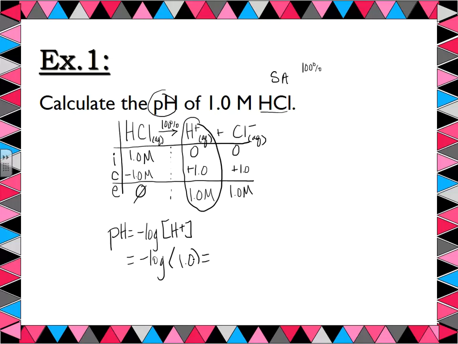And remember the rules for sig figs, when using logs, the number of sig figs in your concentration here is going to equal the number of decimal places in your pH. So you get 0 for your answer, but we need 2 decimal places because we had 2 sig figs here. So the pH is equal to 0.00.